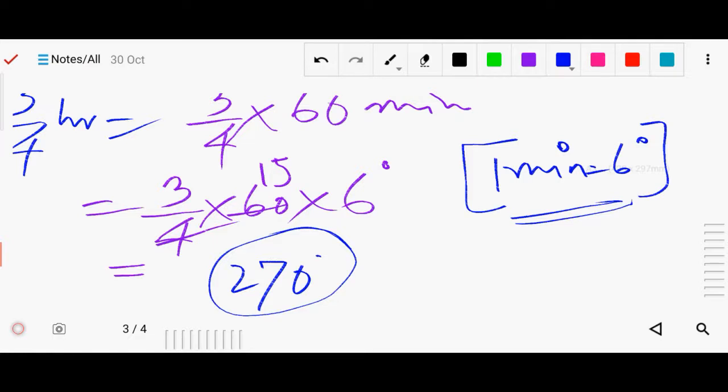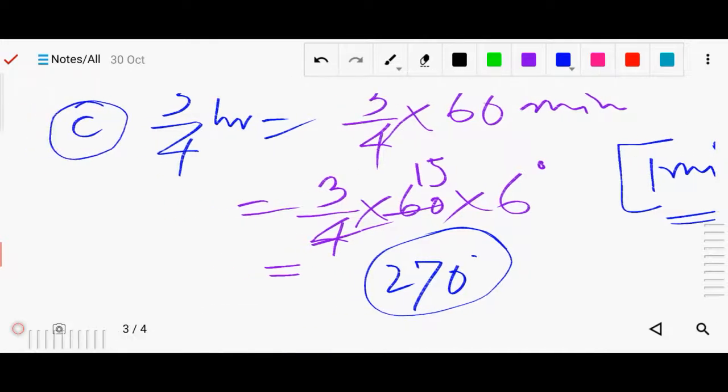Now next, 1 and 1 by 2. Simply change the mixed fraction to an improper fraction, then make it minutes and do it. So that will be 3 by 2 into 60, so you will get 90 into 6, and 540 will be the answer of that question.